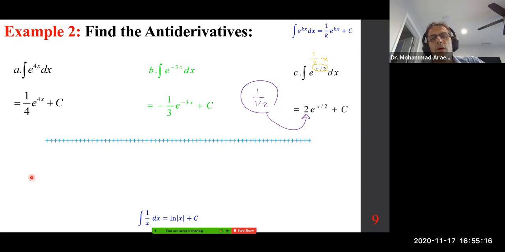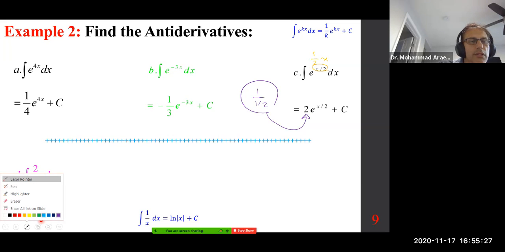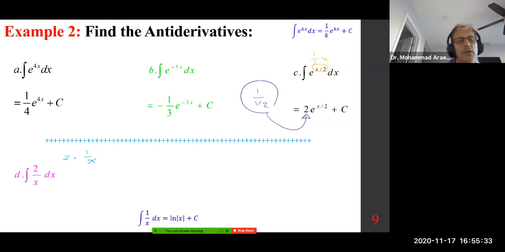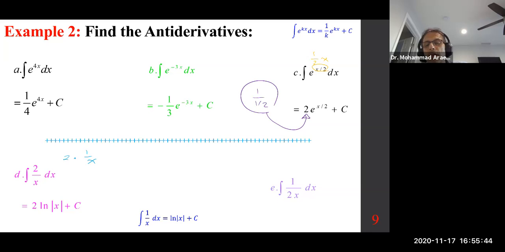Okay, 1 by 1/2, and it gives us 2. 2/x, if we see that as a natural log, by all means. If we don't, maybe you want to write this as 2 times 1/x. Now we can see it's 2 times ln x and a constant. Okay, class? Now that it's easy to see.